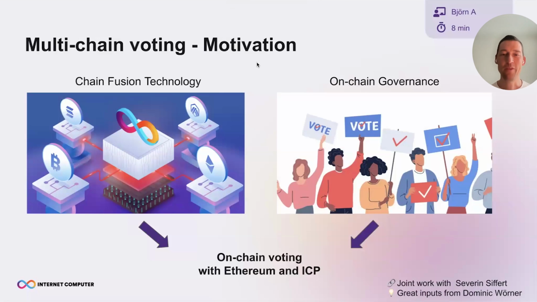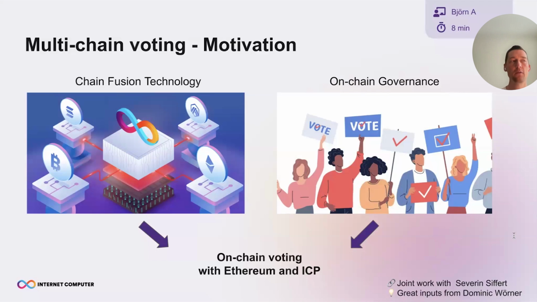Yeah, thank you, Ulan. This is Bjorn from the research team, and I want to talk about multi-chain voting, or chain fusion voting. The background of this is when we thought about how we can bring together two big narratives on ICP. On the one hand, chain fusion technology, we heard about it earlier, all the great stuff about integrating with other blockchains. On the other hand, on-chain governance. I mean, ICP is governed by an on-chain DAO. We have a great DAO framework, the SNS framework on ICP, and to bring this together, it turns out in the intersection there's actually a nice use case: on-chain voting, leveraging Ethereum and ICP.